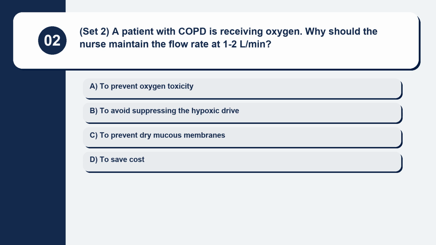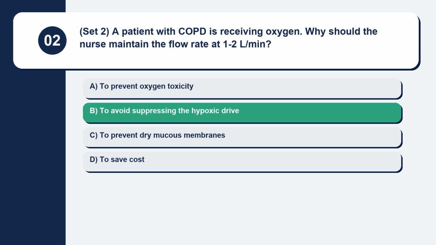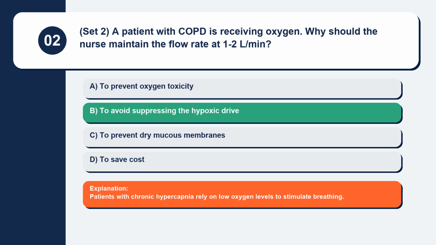Question 2. Set 2. A patient with COPD is receiving oxygen. Why should the nurse maintain the flow rate at 1 to 2 L/min? To prevent oxygen toxicity, to avoid suppressing the hypoxic drive, to prevent dry mucous membranes, to save cost. Patients with chronic hypercapnia rely on low oxygen levels to stimulate breathing.